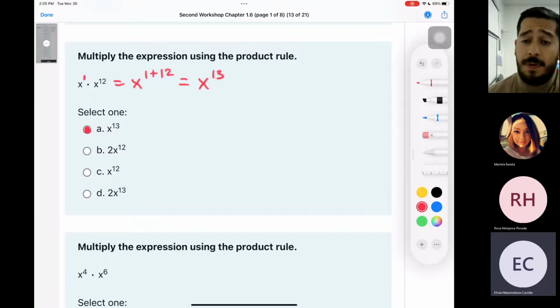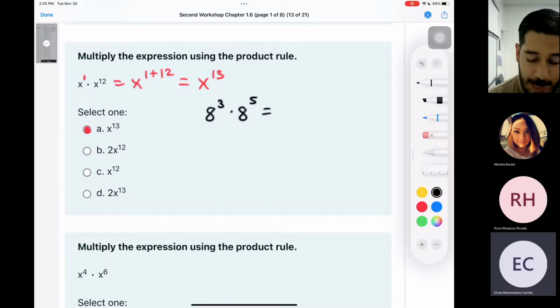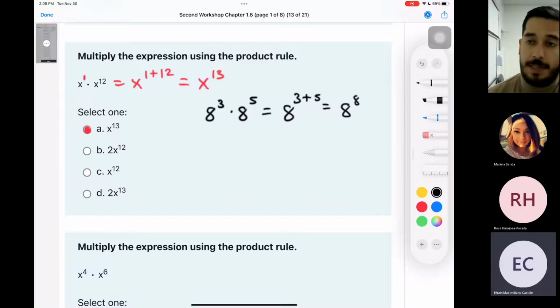And the same is going to happen if the base is any number. So for example, if I have something like 8 to the power of 3 times 8 to the power of 5, I am going to keep the base. I'm not going to multiply 8 times 8. I'm going to keep the base, and all I'm going to do is add the exponents. That's how I'm going to get this answer over here. It can be a letter like the x's, or a variable, or a number like the 8. It doesn't matter. It can also be an expression. It's going to be the same thing.